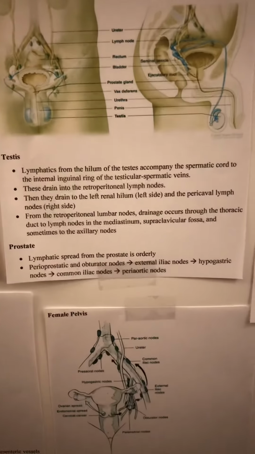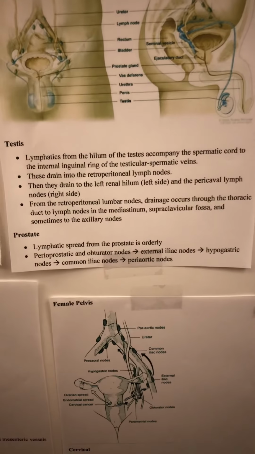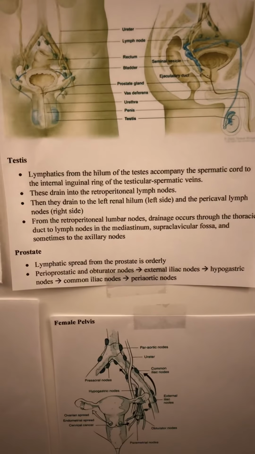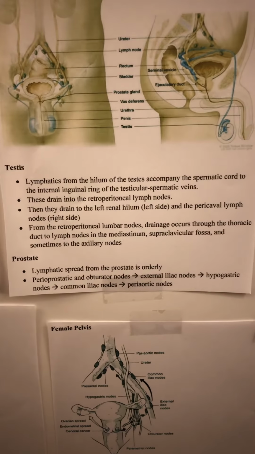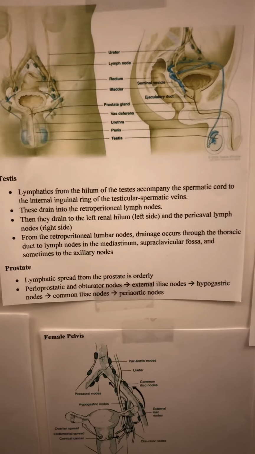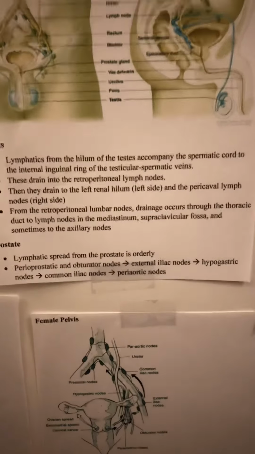And then for prostate cancer, the lymphatic spread is usually very orderly. It starts in the periprostatic and obturator nodes, goes to the external iliac nodes, to the hypogastric nodes, common iliac nodes, and then to the periaortic nodes.